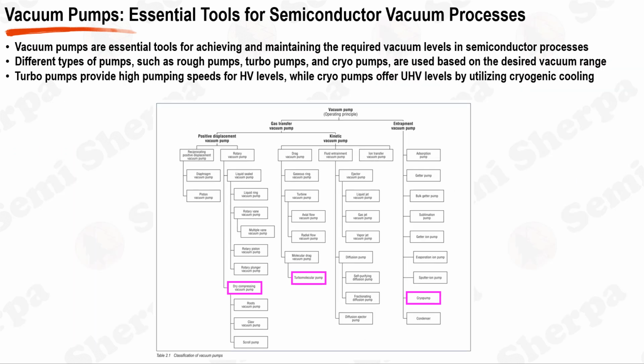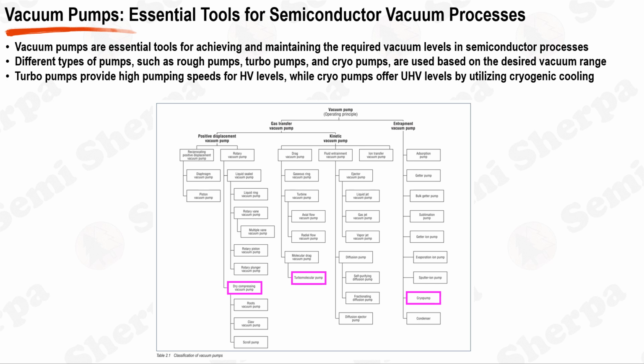line. In semiconductor vacuum processes, vacuum pumps play a critical role in achieving and maintaining the desired vacuum levels for thin film deposition and other fabrication steps. Different types of pumps are utilized based on the required vacuum range and process requirements. The choice of vacuum pumps is crucial for maintaining a contamination-free environment and achieving the desired vacuum levels.